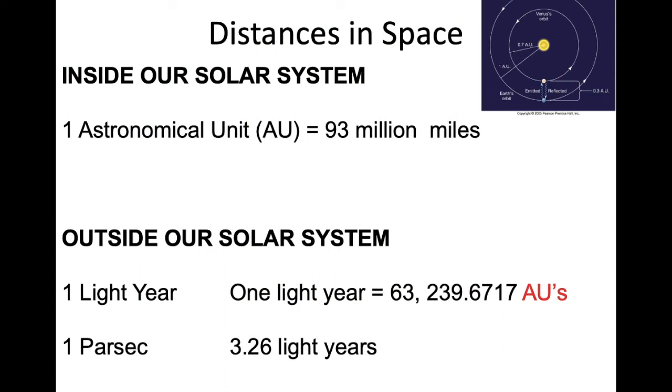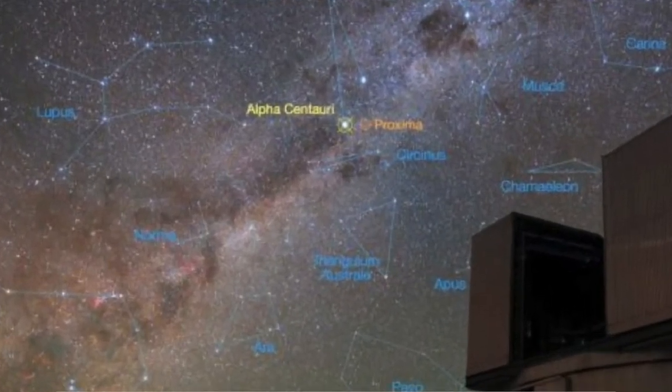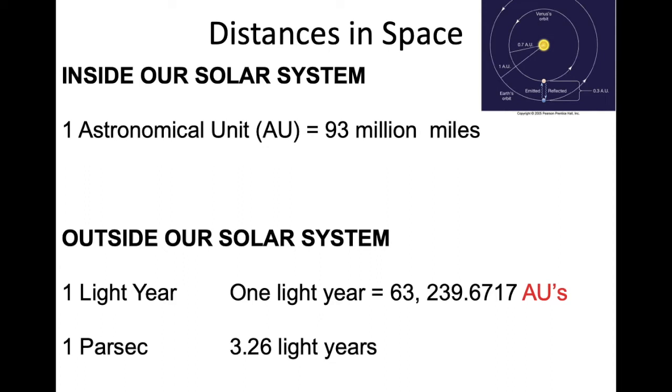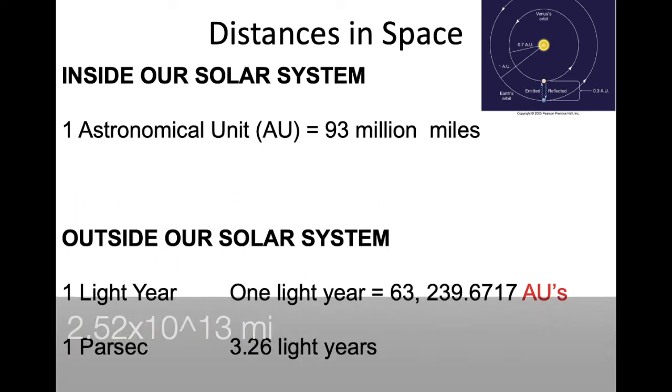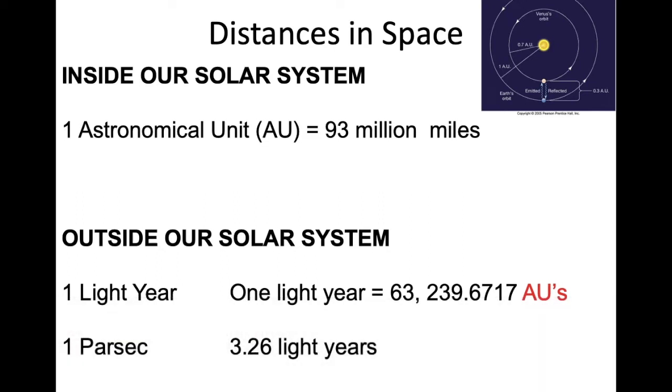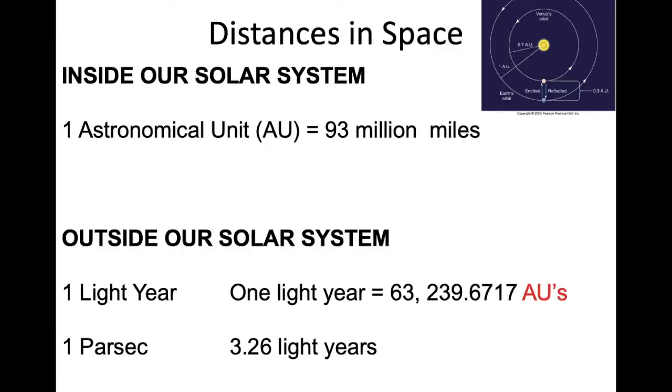It's over 63,000 AUs. So something like this helps us figure out a distance, let's say, from where we are now to our closest star. So our closest star is Alpha Centauri, which is, in scientific notation terms, 2.52 times 10 to the 13th miles away from here. That's a really large number to comprehend. We could also talk about it in terms of light years, and Alpha Centauri is 4.3 light years away.